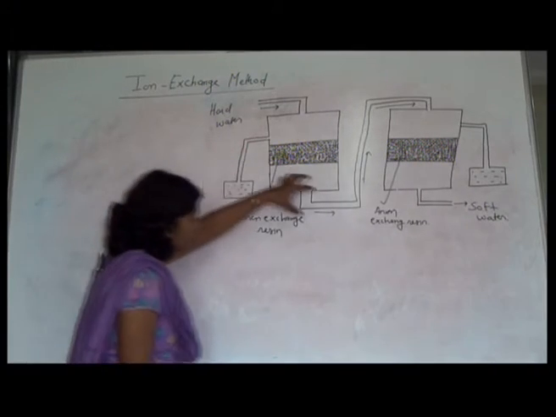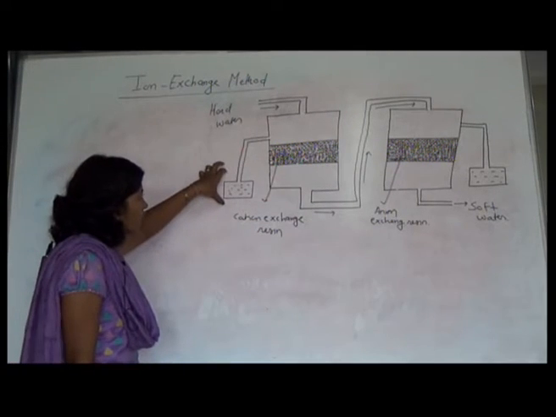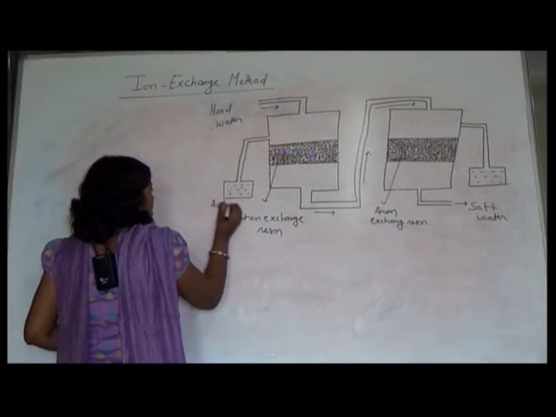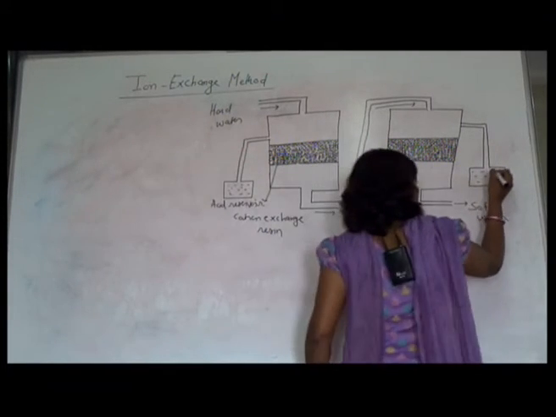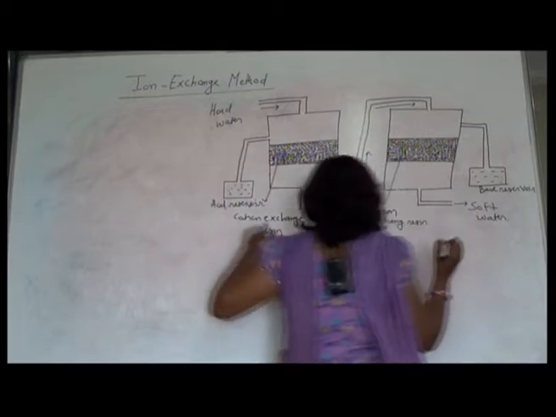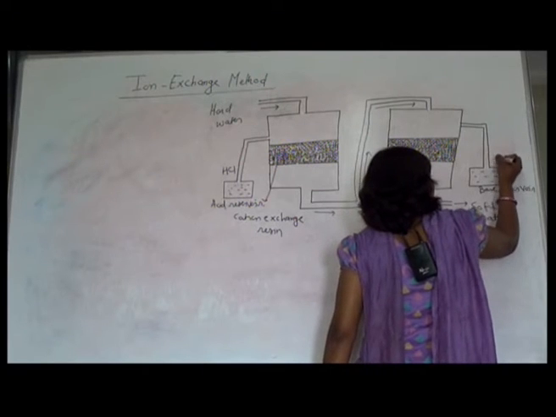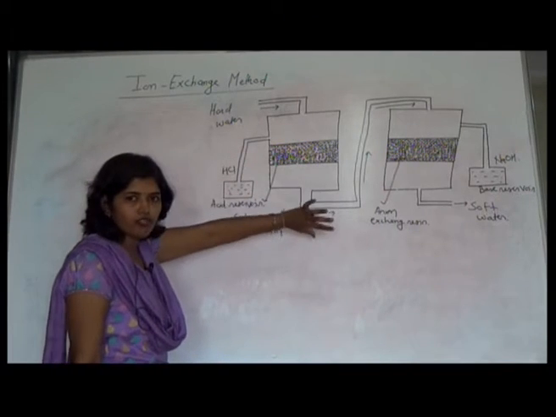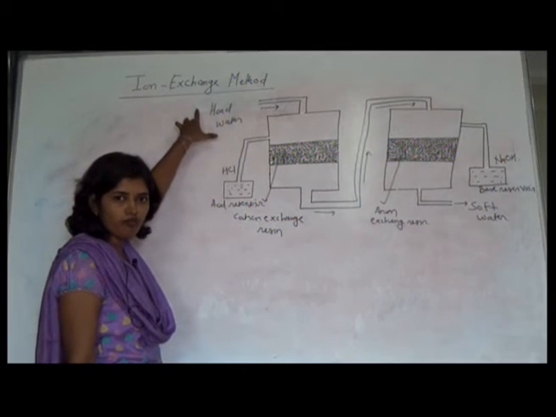Then two reservoirs are attached to the first and second column respectively. The first column is attached to the acid reservoir, and the second column is attached to the base reservoir. One is filled with an acid like HCl, and the other is filled with dilute NaOH solution. So that is the construction and labeling of the equipment we have to use for such softening.